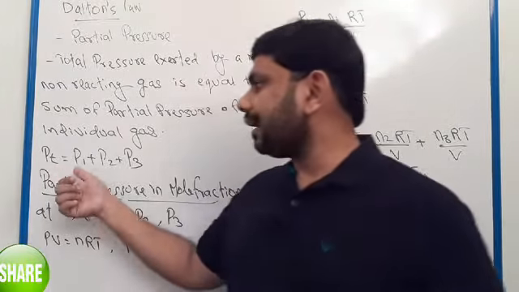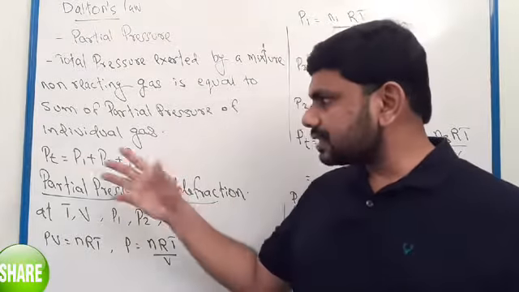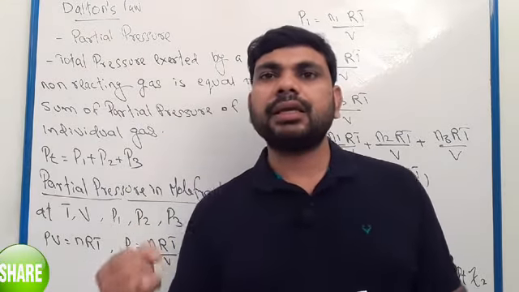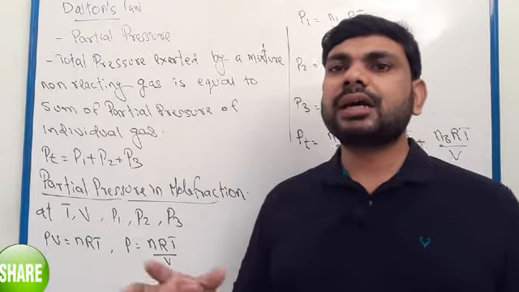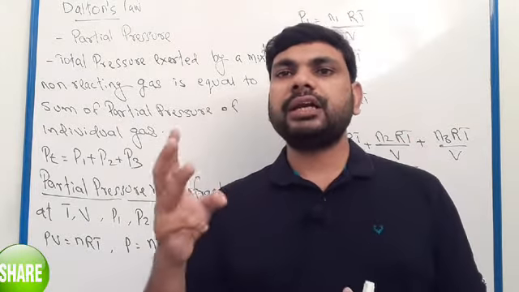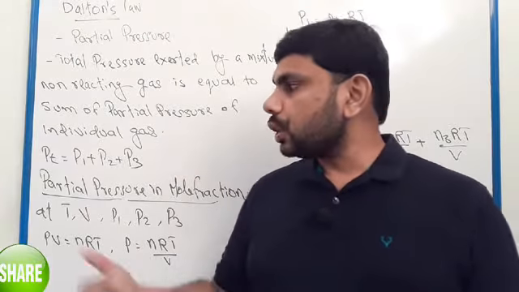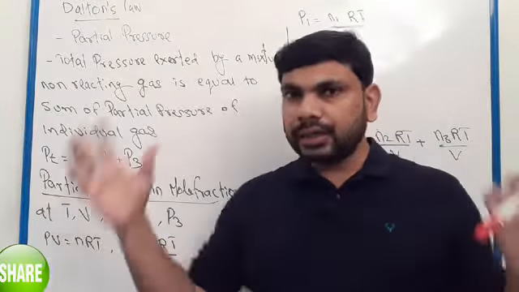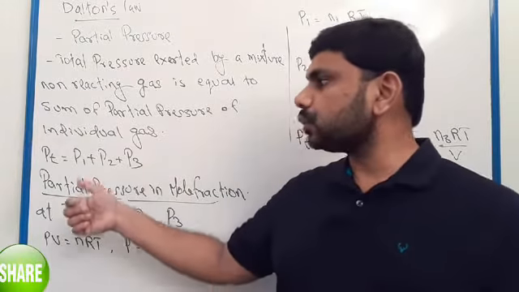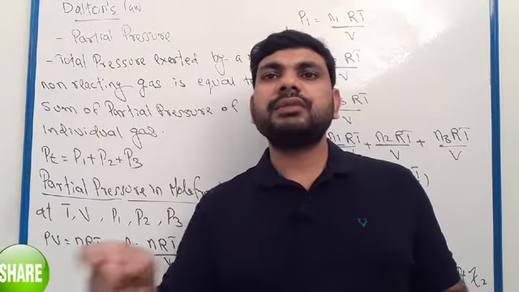See here, you have three different gases, and these three different gases are non-reacting gases, for example helium, neon, argon. These are three different non-reacting gases you mixed in a container. So the total pressure of all the gases will be equal to the sum of the partial pressures of the individual gases.